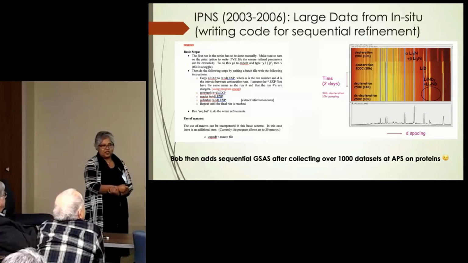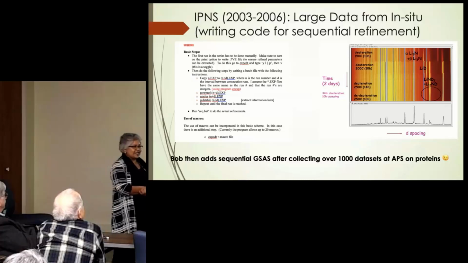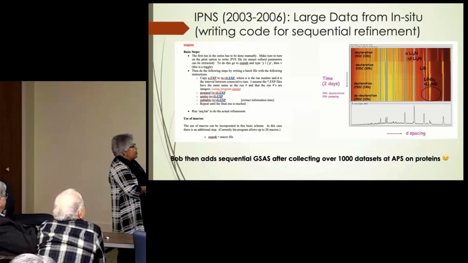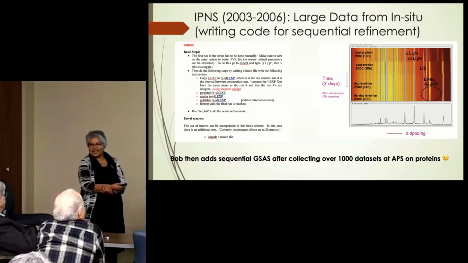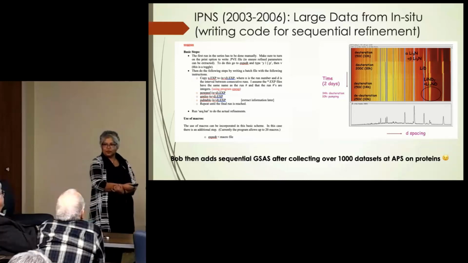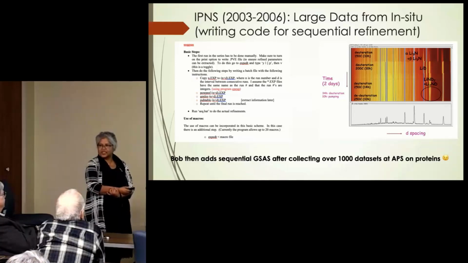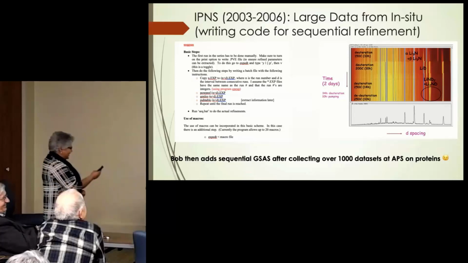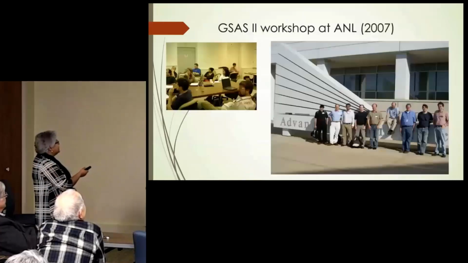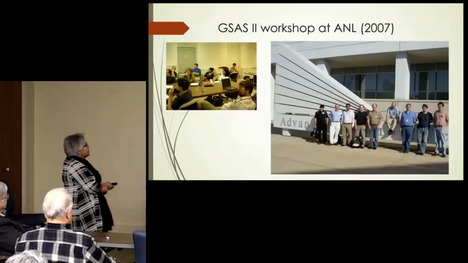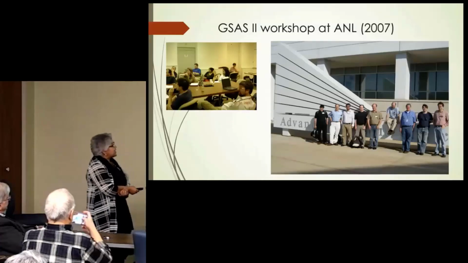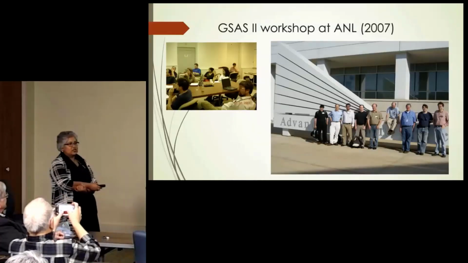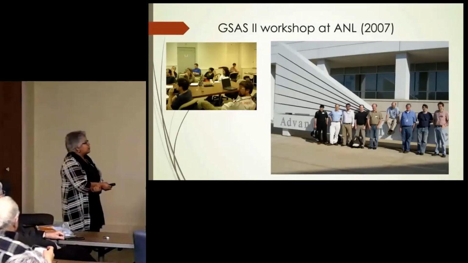But then Bob got interested in refining thousands of patterns with protein crystallography, and he wrote the sequential GSAS and handed me a CD with lots of protein data. It's like, okay, try this out and see if that works. So towards the end, I was basically starting out at the Spallation Neutron Source, working on the POWGEN project.